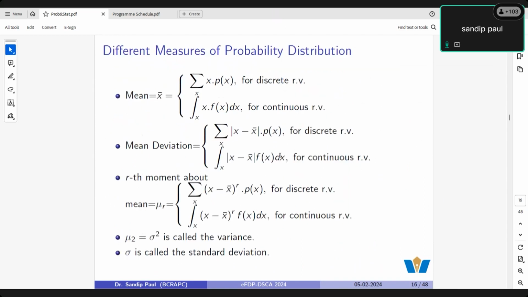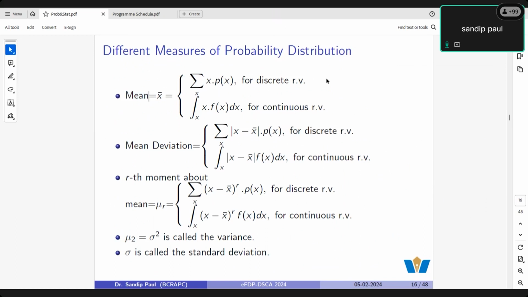Now, from the given distribution, we can calculate different measures. That means we can calculate mean, median, mode, or deviations like mean deviations, standard deviations. I have written only a few of them. So first, the mean of any random variable x can be obtained using the formula.